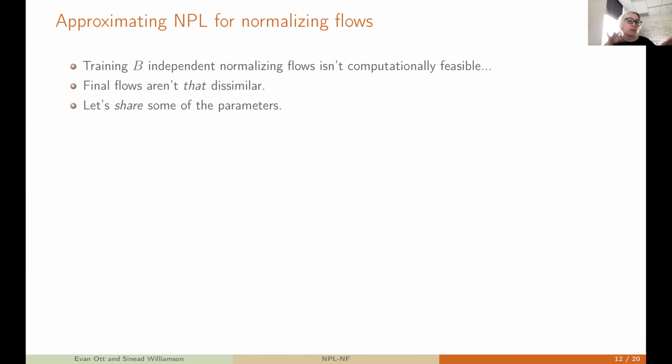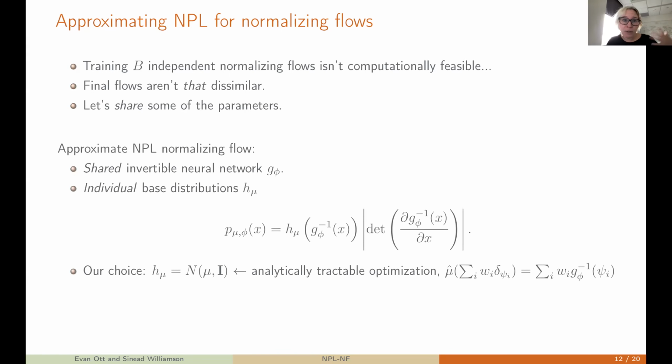And the intuition to this is, even though we're learning these independent flows, they're not that dissimilar, right? At the end, they're trained on similar data, just different weights. Maybe we don't need to be entirely independent when training. So what we're going to do is share some of the parameters, which means we only need to train those parameters once, and then let the other parameters describe the difference between them. So I'm going to have a shared neural network, G sub phi, just as I would in a single normalizing flow. I'm sharing this because it takes time to train a neural network.